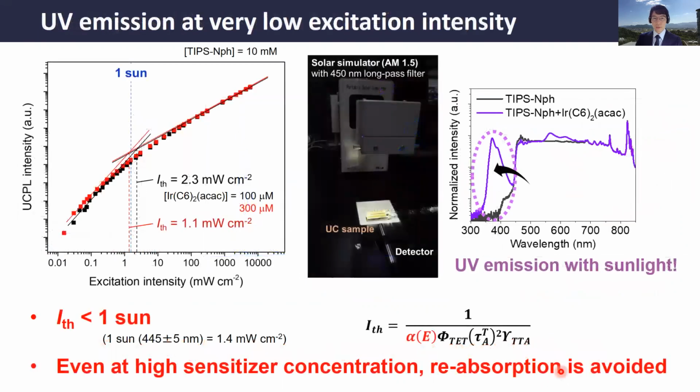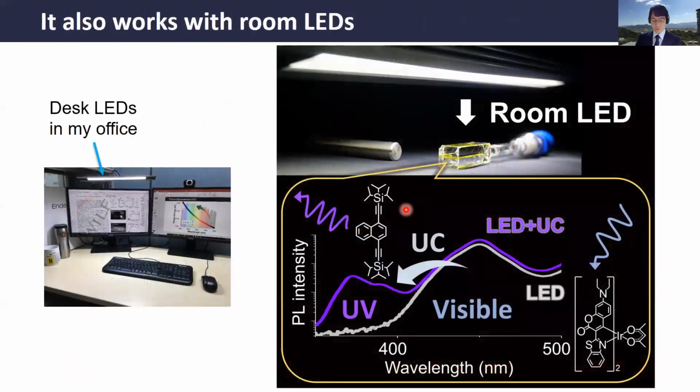And more importantly, we achieved a very low threshold excitation intensity, even lower than 1 sun. So actually, we could observe nice UV emission under the excitation of a solar simulator, 1 sun. And actually, we could even use much weaker light, like room LED, to produce the UV upconverted emission.